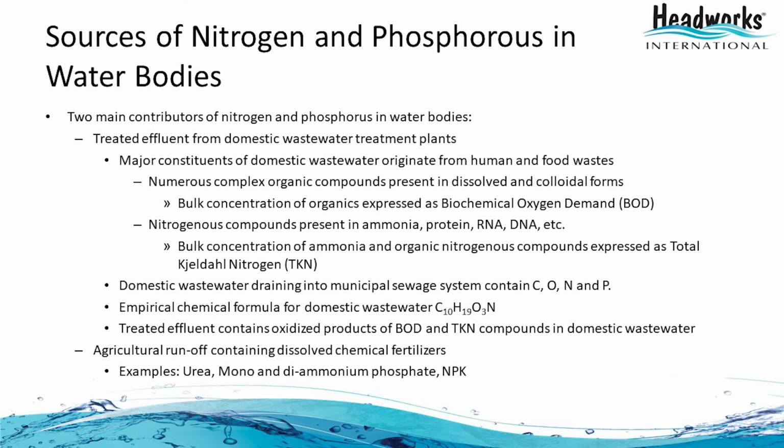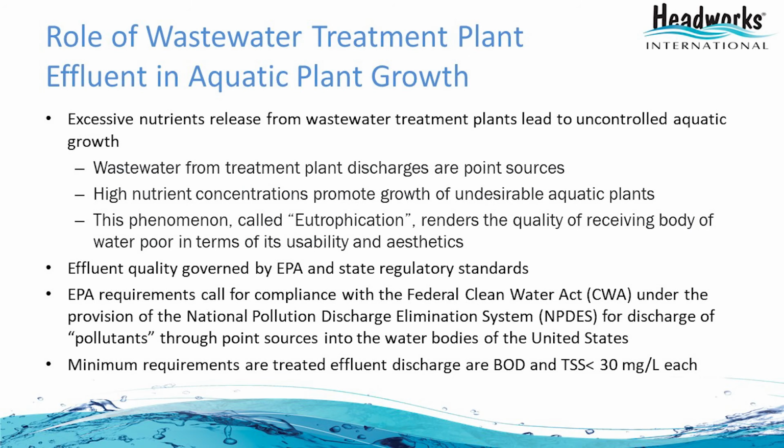And then there is another type of source, which is agricultural runoff that comes from chemical fertilizers. Examples are urea, NPK, MAP, and DAP, a phosphate fertilizer. As you can see, MAP, DAP, and NPK contain both nitrogen and phosphorus. NPK also contains potassium, and these are applied in agriculture to aid plant growth. Urea contains nitrogen.